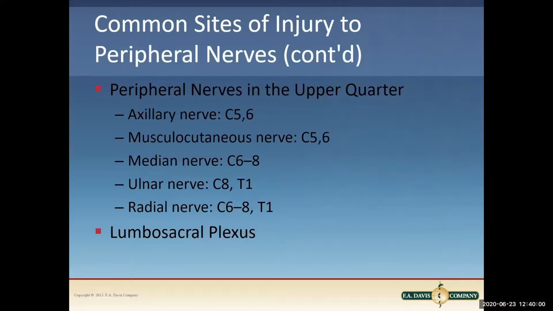Then we get down to the median nerve. Now we're starting to get into the hand. Ulnar nerve, also hand, and then radial nerve. A lot of your radial nerve is just above the hand in the wrist.